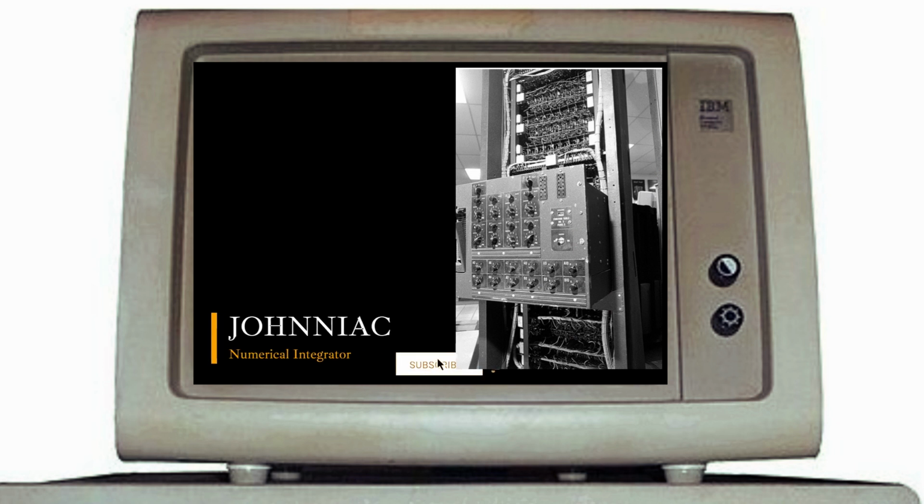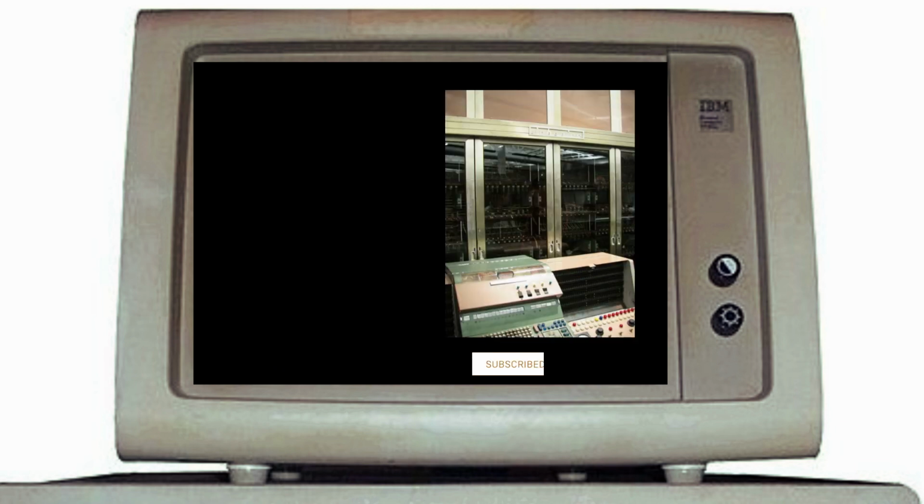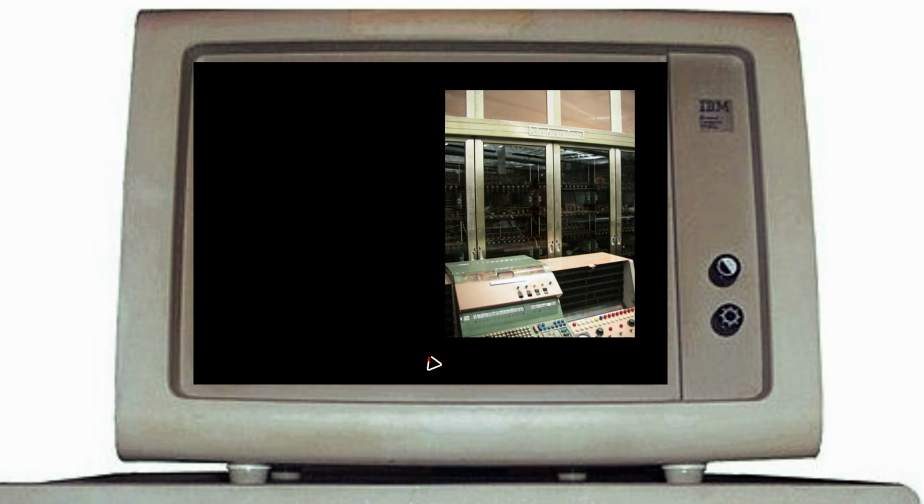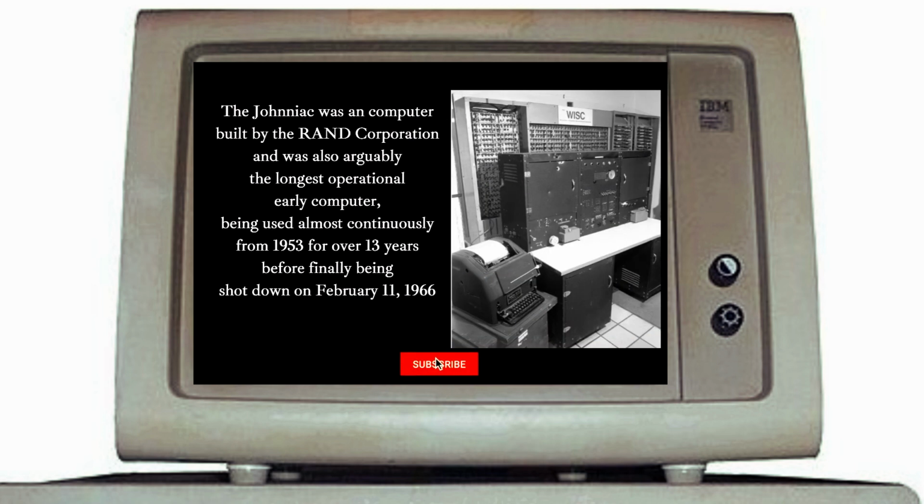JOHNNIAC, numerical integrator. JOHNNIAC's legacy was the JOSS programming language, the JOHNNIAC Open Shop System, an easy-to-use language which catered to novices. The JOHNNIAC was a computer built by the RAND Corporation and was arguably the longest operational early computer, being used almost continuously from 1953 for over 13 years before finally being shut down on February 11, 1966.